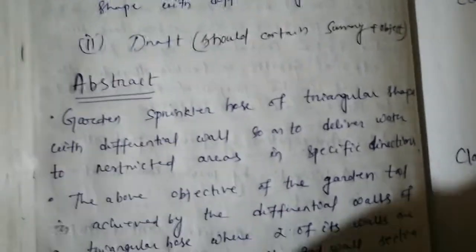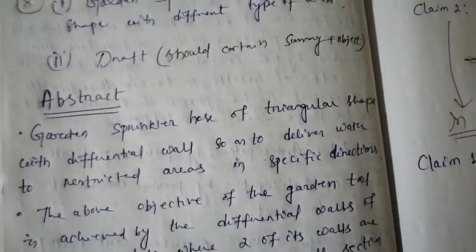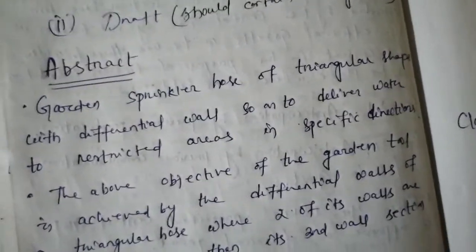So friends, this way question number 8 of part C1 of Paper 2 of Patent Agent Examination 2018 is completed.